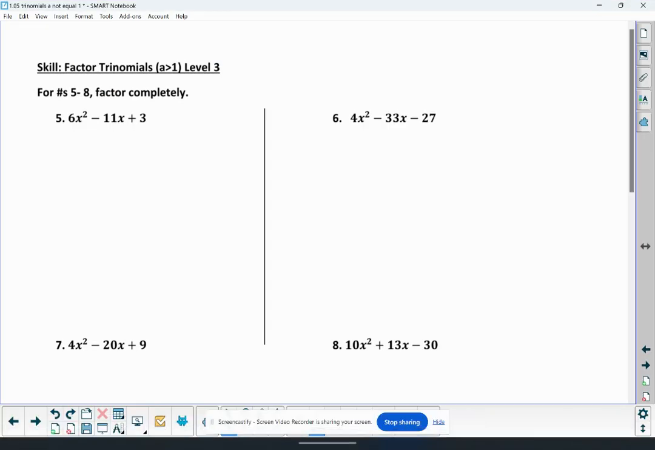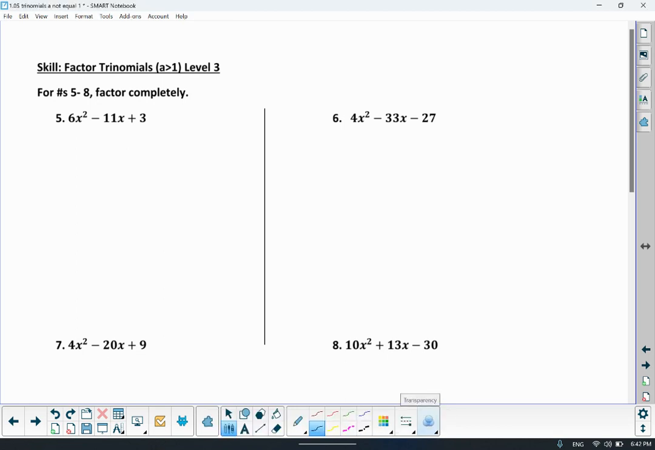Hello, this is Mrs. Pullen for Algebra 2, Lesson 1.05 on factoring trinomials where the leading coefficient is not 1. So let's start off with example number 5.